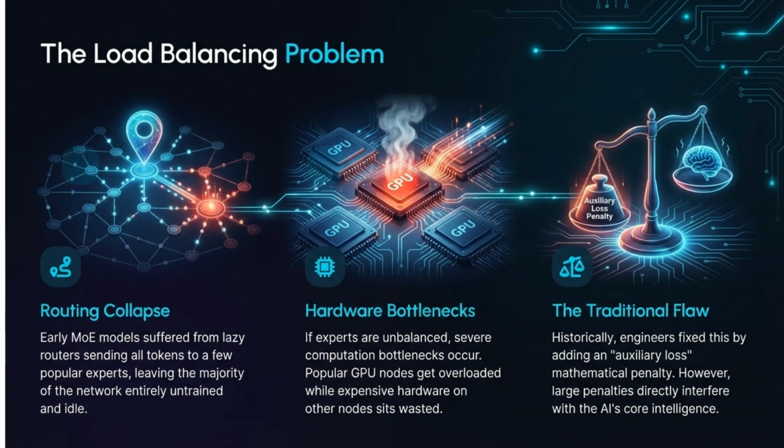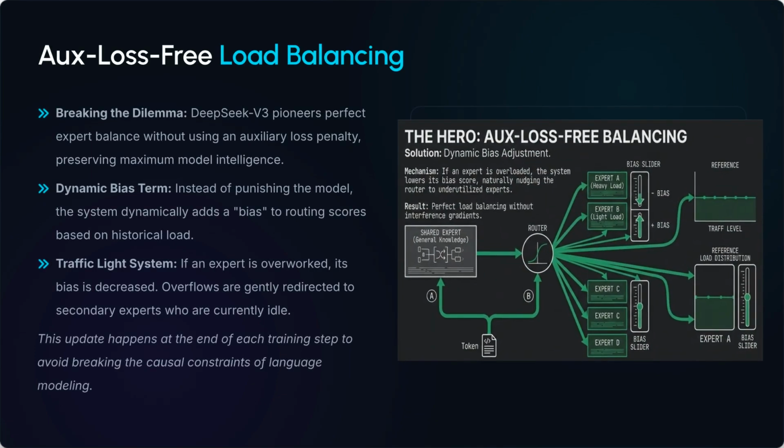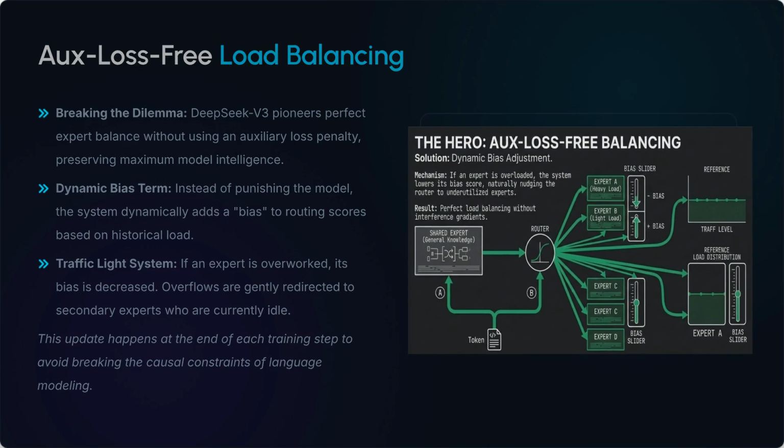Early models suffered from routing collapse and hardware bottlenecks. Traditionally, engineers used an auxiliary loss penalty to fix unbalance, but this interfered with the AI's core intelligence. DeepSeek v3 breaks the dilemma with Aux-Loss-Free load balancing. It uses a dynamic bias term, or a traffic light system, that adjusts routing scores based on historical load. This redirects overflows to idle experts without penalizing the model's intelligence.